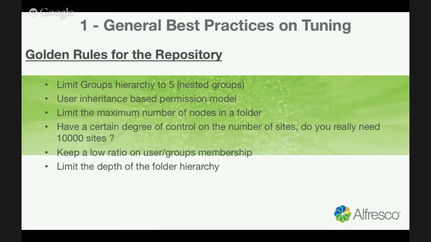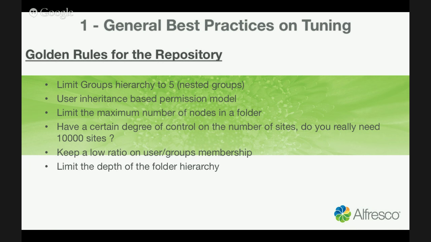So the next slide is a set of golden rules for the repository. This is experience from the field, and what we know when customers were complaining about slowness and had really slow systems. These golden rules can help, when possible to apply them, to increase the overall speed of your repository. So limit the group hierarchy to 5 levels deep. This means groups inside groups.